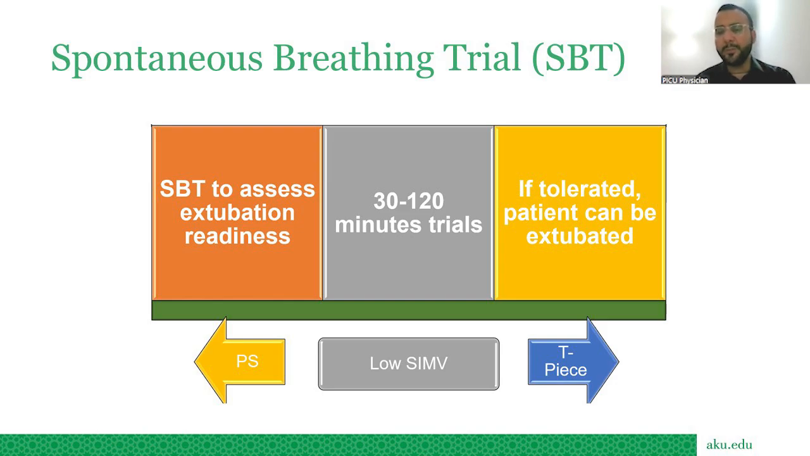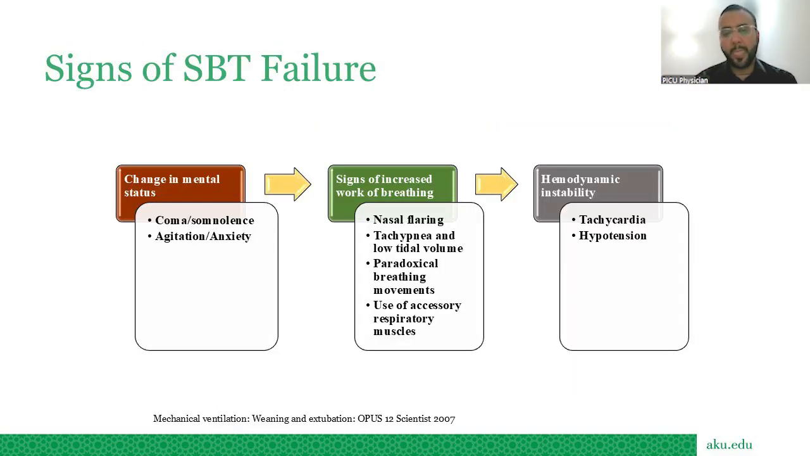The difference between the T-piece and the spontaneous trial is that in the spontaneous trial there is some pressure support. Remember, I discussed the concept of pressure support, the pressure that augments the tidal volume for a spontaneous breath. So in pressure support ventilation, there will be some pressure support helping the patient's tidal volume, but in the T-piece trial there will be no pressure support. What are the signs of spontaneous trial failure? First is change in mental status. If the patient is getting anxious, agitated, comatose, sleepy or drowsy, that is one sign of spontaneous trial failure.